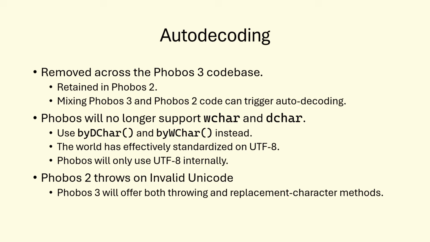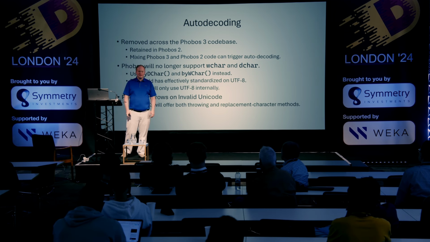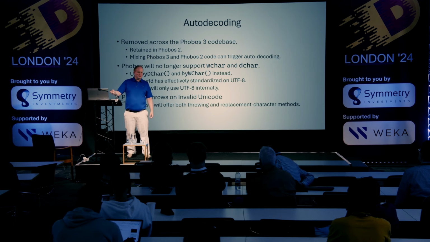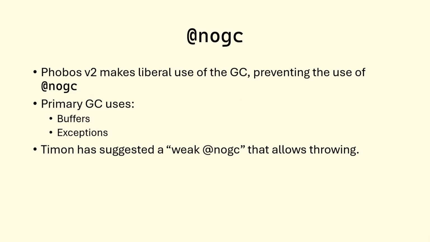This is because, look anywhere, the world has standardized on UTF-8. It just has. Some people will say, oh, but Windows uses UTF-16. Well, use byWchar then. It works. Just go do that. The other thing that we're going to fix while we're in here is that Phobos 2 throws on invalid Unicode. We will be adding methods to use replacement characters, because that is actually the correct way per the UTF standard.